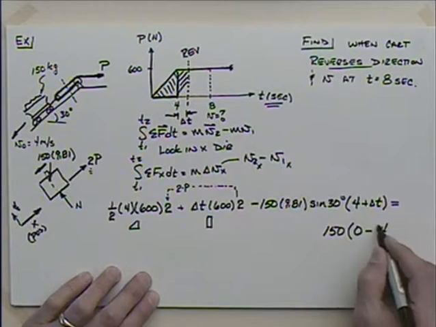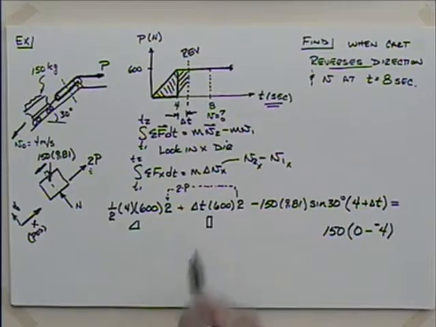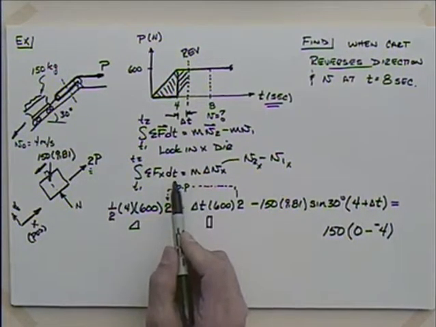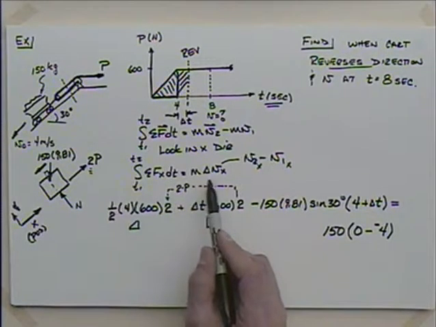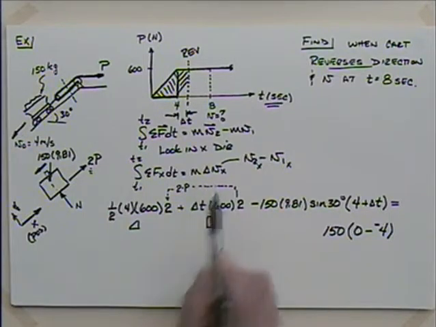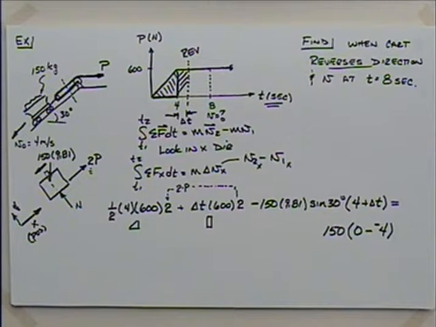It's 4, but we have to be careful, it's negative 4, isn't it? Because I have to use the same sign convention on both sides of the equal sign. If I'm taking negative down the ramp and positive up the ramp on the left-hand side, I've got to take negative down the ramp and positive up the ramp on the right-hand side. So this would be minus 4 because it's pointing down the ramp.